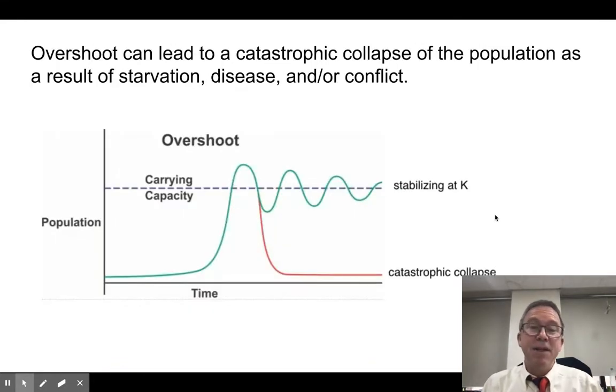But sometimes that doesn't happen. So this is what we often see, the green line, right? Overshoot, dieback, getting smaller and smaller until we sort of stabilize at the carrying capacity. But sometimes the overshoot is such that the organisms eliminate that food resource completely from their environment, that resource is completely depleted, and then the population just has what we call a catastrophic collapse. And it's usually a result of starvation because they ate everything there was.